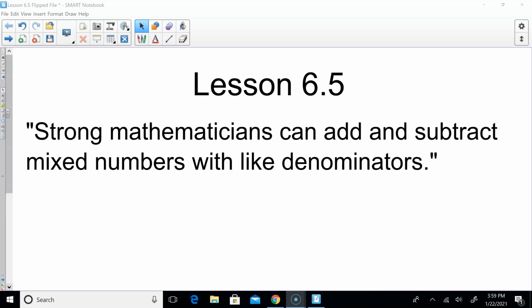Today, strong mathematicians can add and subtract mixed numbers with like denominators. So we went with fractions. Hopefully you had a good feel and understanding for that. Now we move on to adding and subtracting mixed numbers with like denominators. Take out your pencil, your notebook, your paper, write down today's lesson, the date, and let's get started.